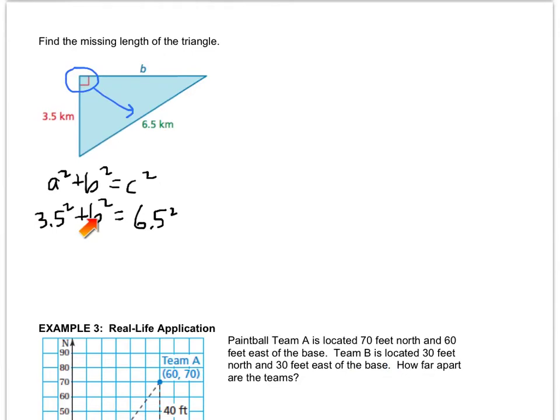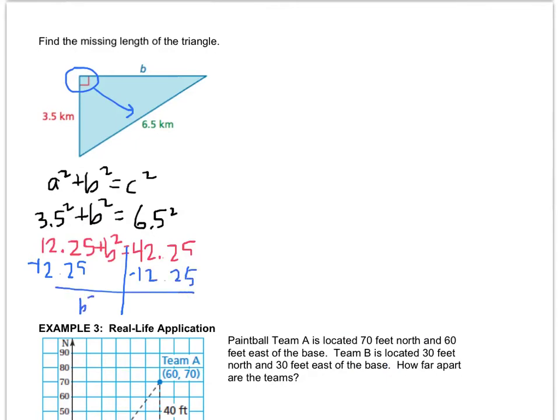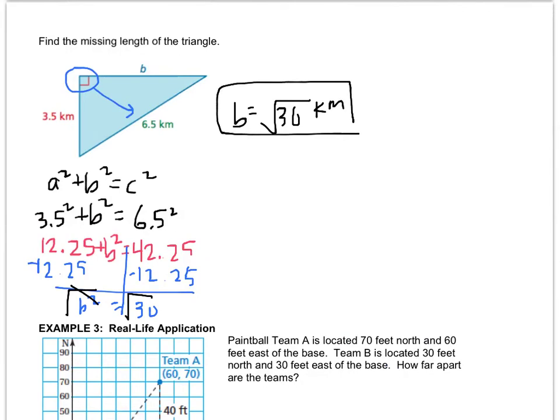I got 12.25 plus b squared equals 42.25. Going equation style, drop a line down, minus 12.25. B squared equals 30. Show the inverse. B equals the square root of 30 kilometers. You want to leave it like this, totally fine.